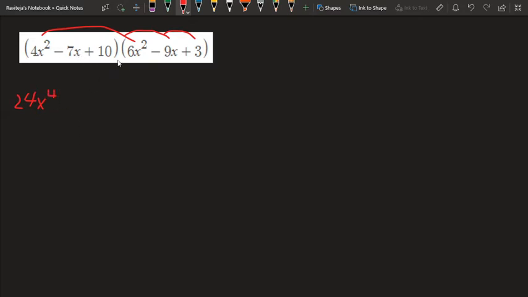Now, let's move on from 6x squared to the next term. Now we'd have 4x squared times minus 9x, and remember, you add the exponents. Minus 9x is the same thing as minus 9x to the first power. First you would do the coefficients, which is minus 9 times 4, which is minus 36. Then you would look at the x, which is x squared, and then x to the first. So 2 plus 1 would be 3, and you'd have x to the 3rd power. Now let's move on to the last term. 4x squared times 3 is as simple as 12x squared.